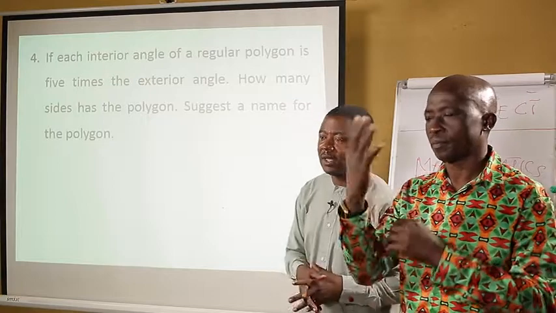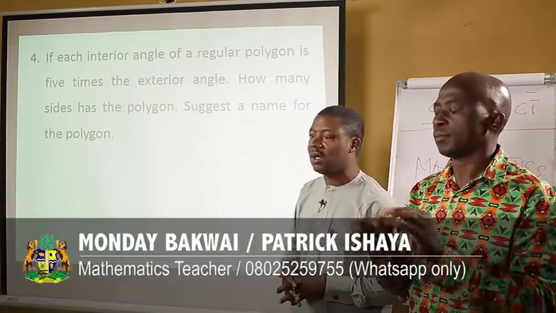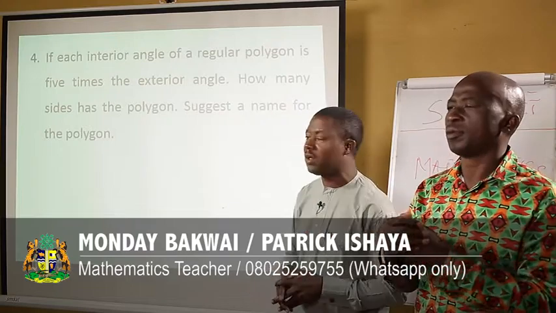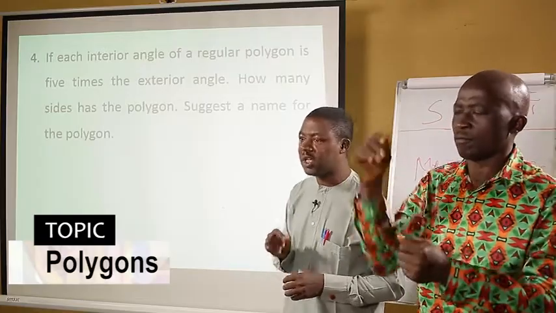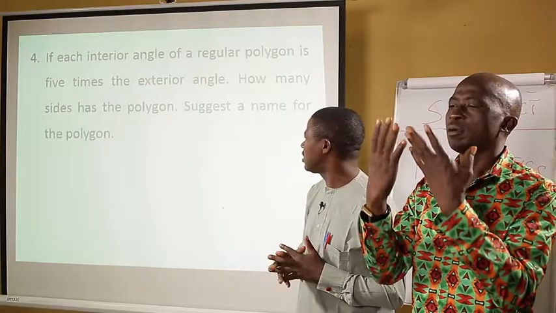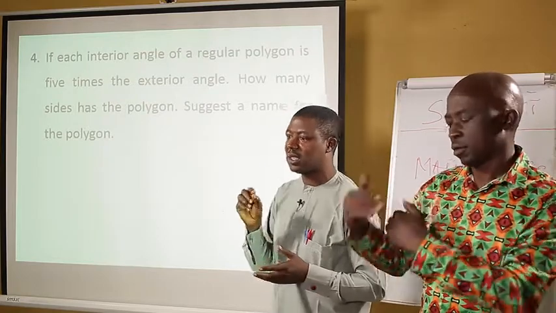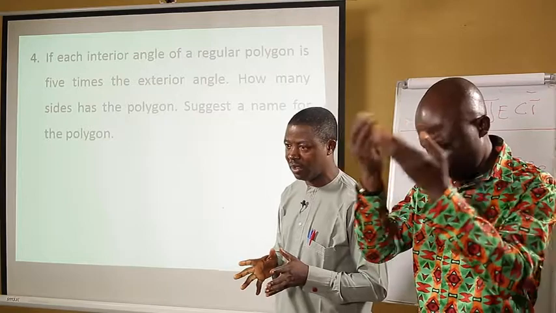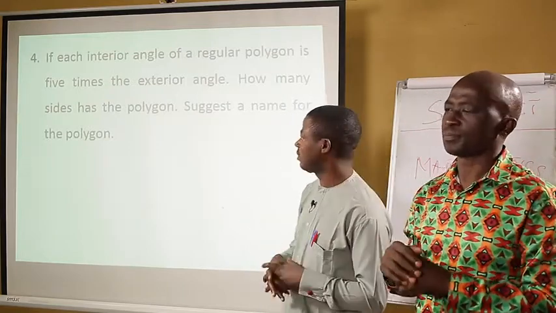Moving ahead, let's have question 4 as an example. Question 4: if each interior angle of a regular polygon is 5 times the exterior angle, how many sides has the polygon? Suggest a name for the polygon. Solution.